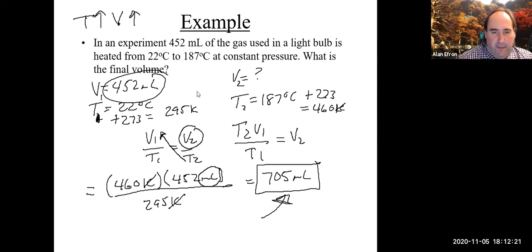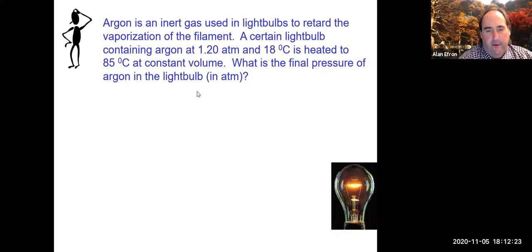All right, one last one here. See what you come up with. Argon, we got 1.2 atmospheres at 18 and it goes to 85 degrees. What is our new pressure here?